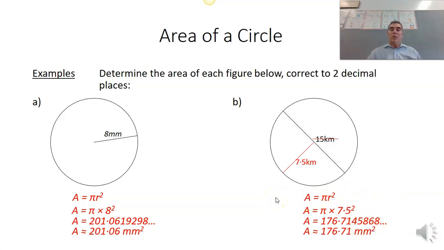I could make this harder by giving you a semicircle. Once you get your answer, you would just halve it, or you could get a quadrant where you just find a quarter of it, or even just a sector. So it's the angle over 360 times the answer.